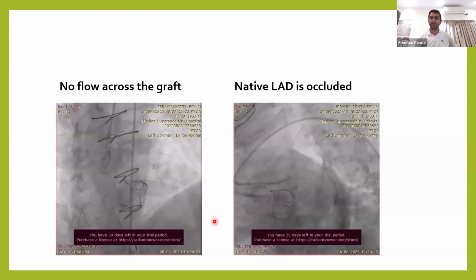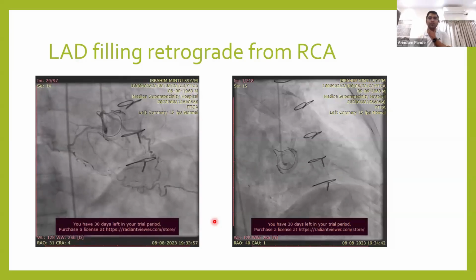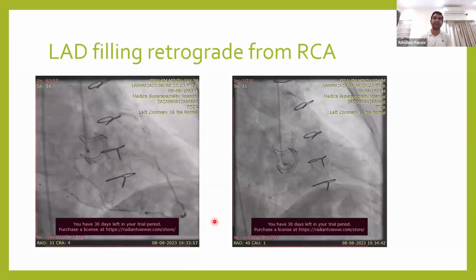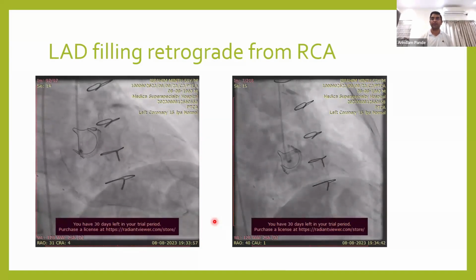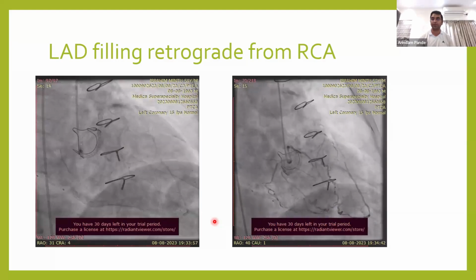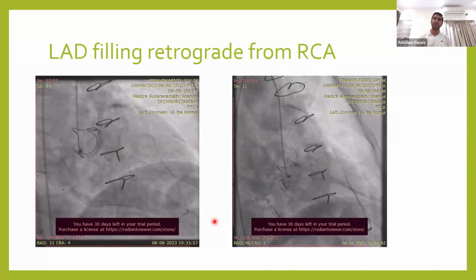We thought we'll give a try to the native LAD because we could not find the SVG graft. But somehow before doing that, we thought let us take a shot to the RCA. This was a retrograde shot from the non-dominant RCA. We could see the graft actually was filling. And you can see the graft was filling retrograde from the non-dominant RCA, and it was filling up to the very proximal part of the venous graft.